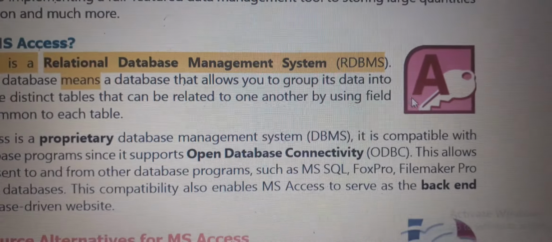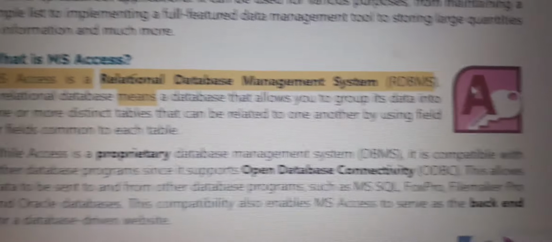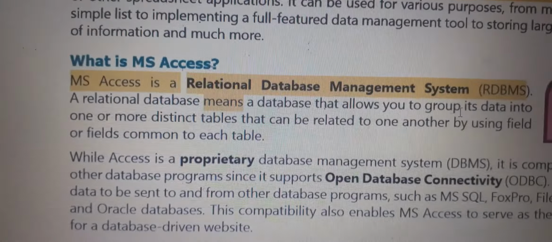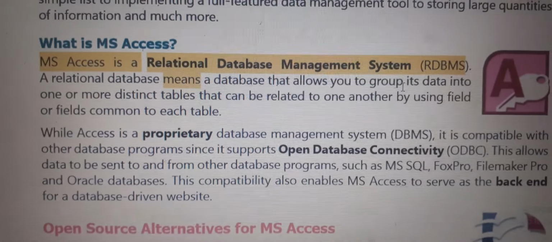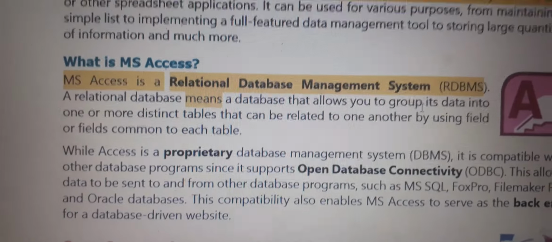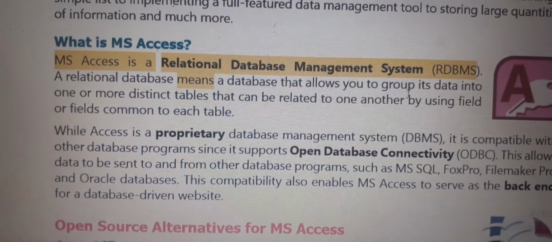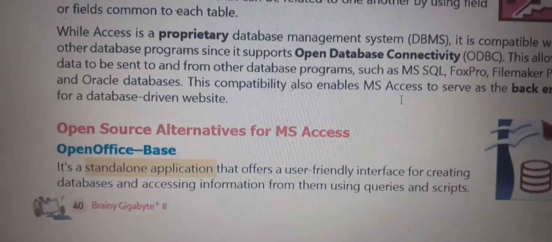Next is what is MSSS? This icon is for MSSS. MSSS is a relational database management system. Relational database management system, its short form is RDBMS. Relational database means a database that allows you to group its data into one or more distinct tables that can be related to one another by using a field or fields common to each table.